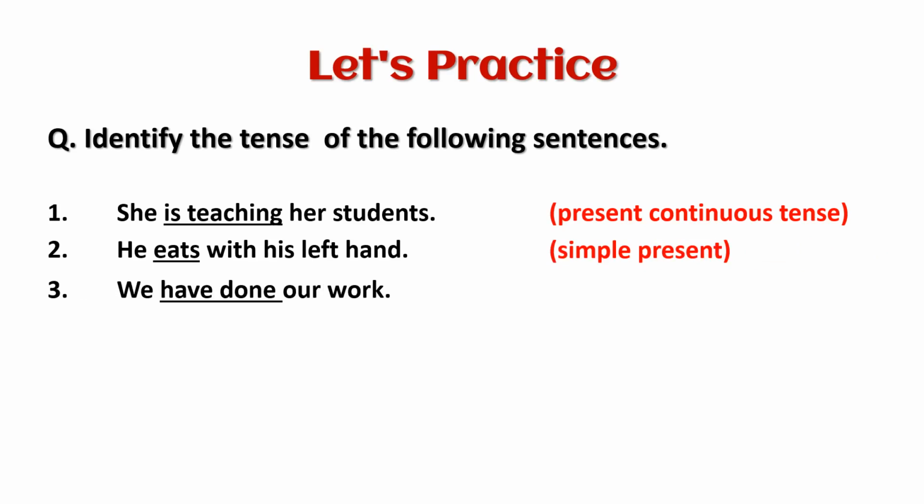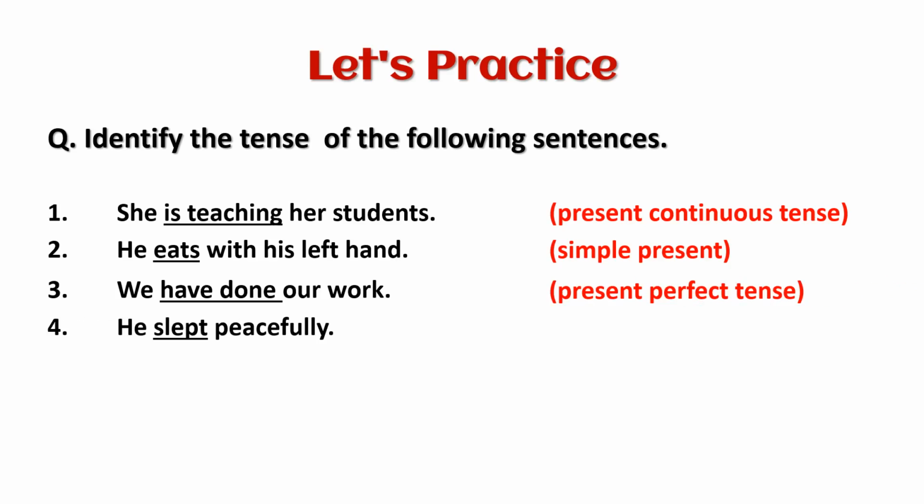Next sentence, we have done our work. Now you can notice here the verb is have done. We have a helping verb plus the main verb. Our verb is in the third form, done. Done is the third form of a verb. And which helping verb is used? Have. So what is the tense? It is present perfect tense.